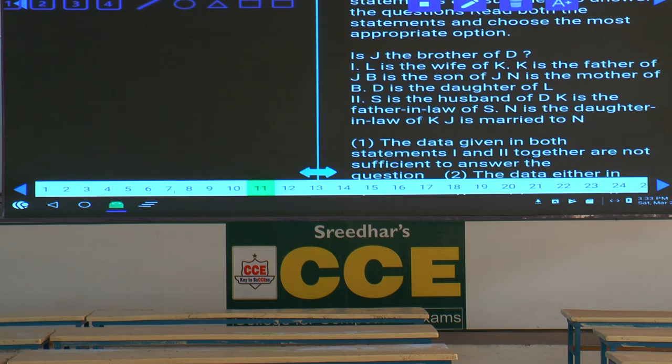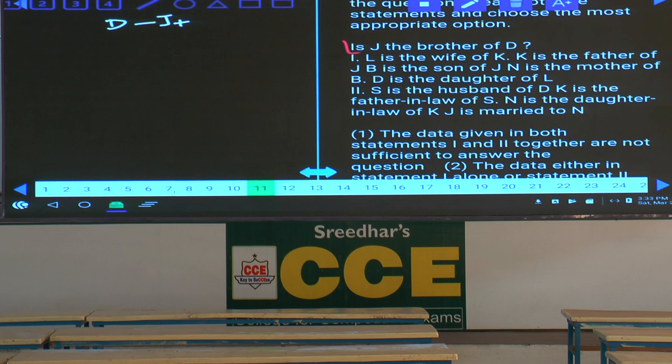Is J the brother of D? Now we need to find out whether J is the brother of D or not. As the question is about "is", we need to find out yes or no. Condition number 1: L is the wife of K. K is a male, L is a female.